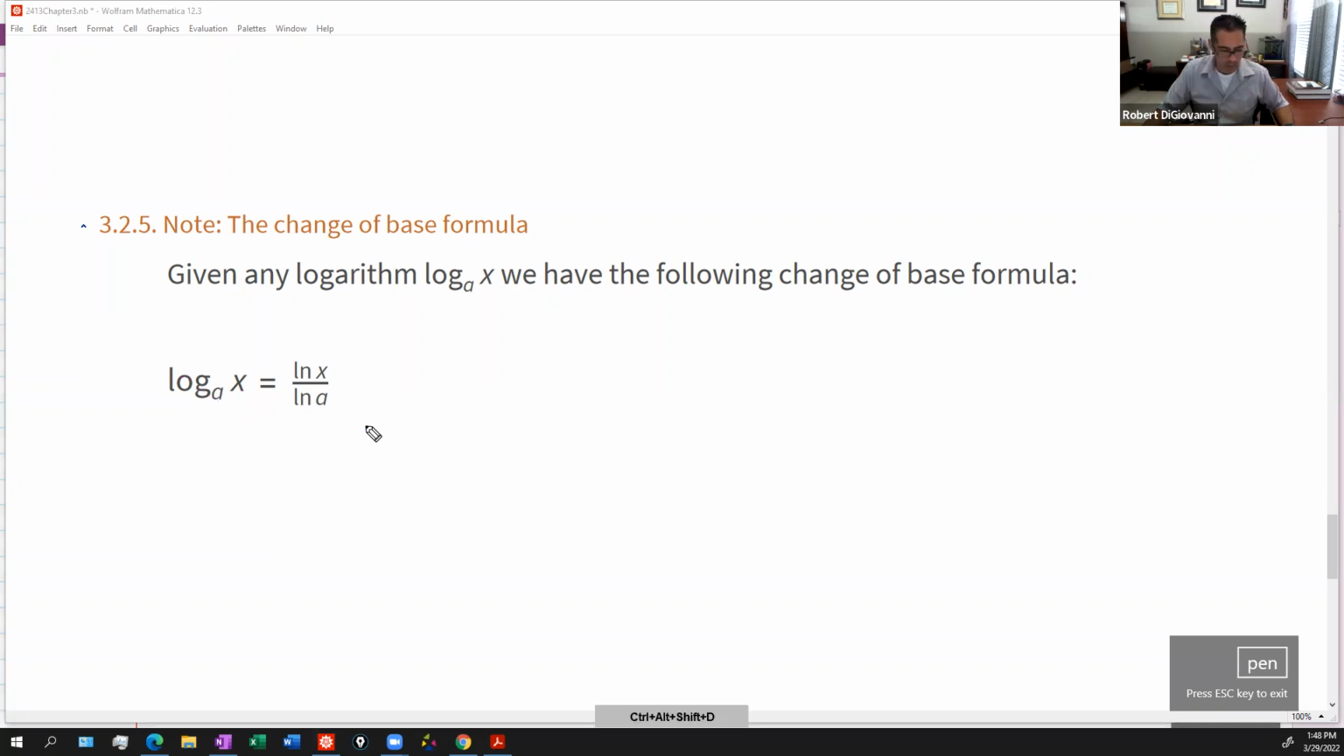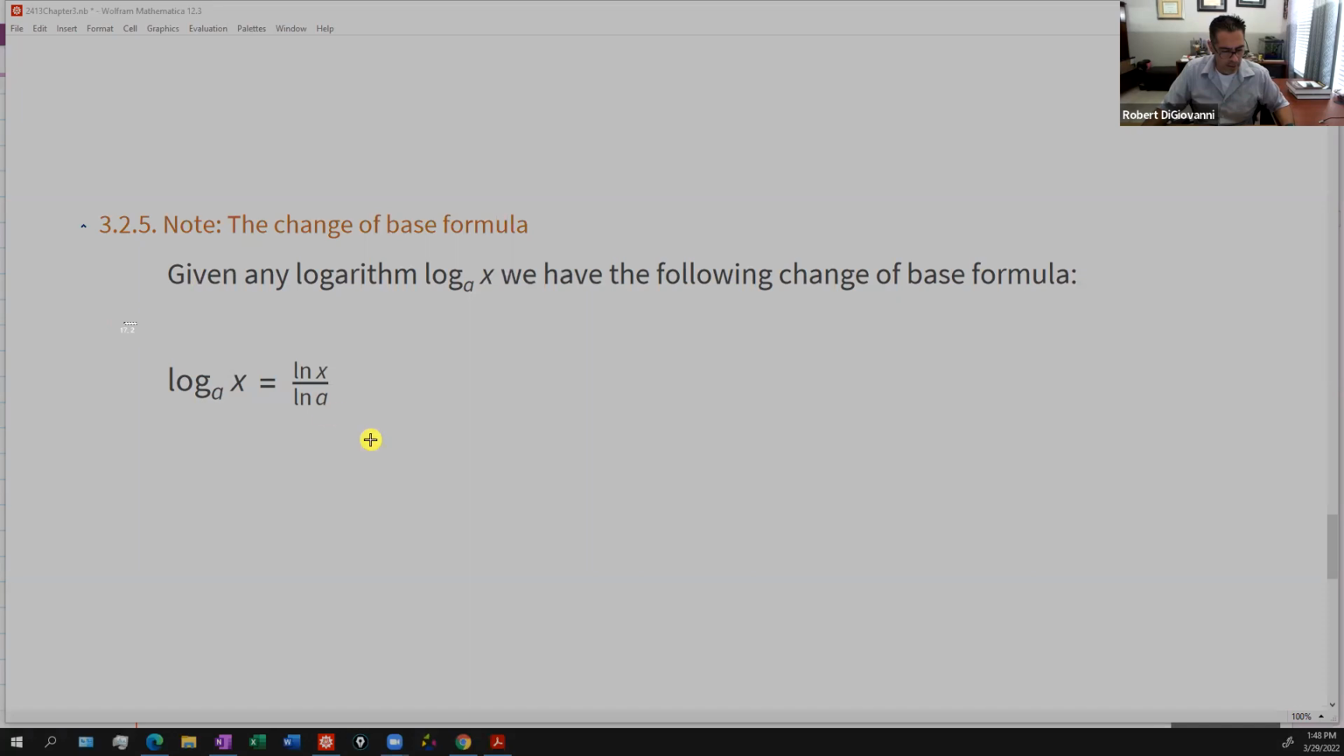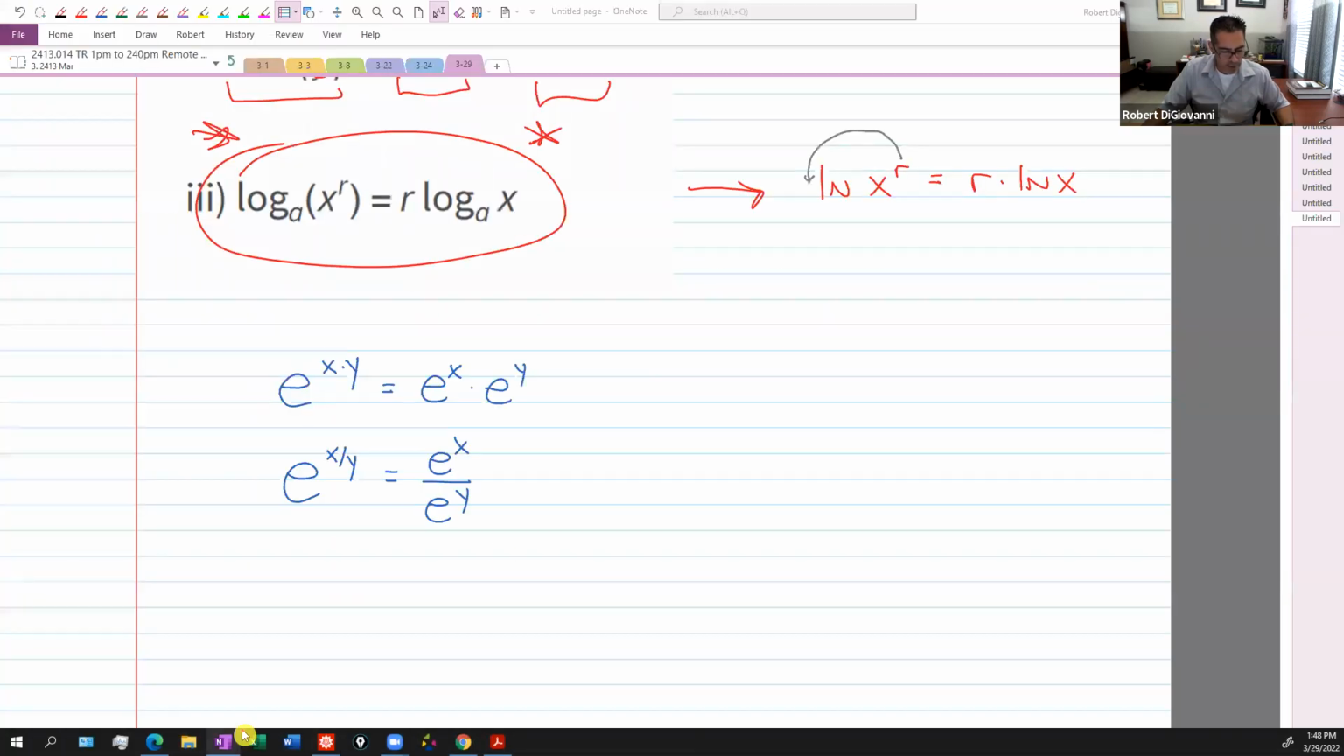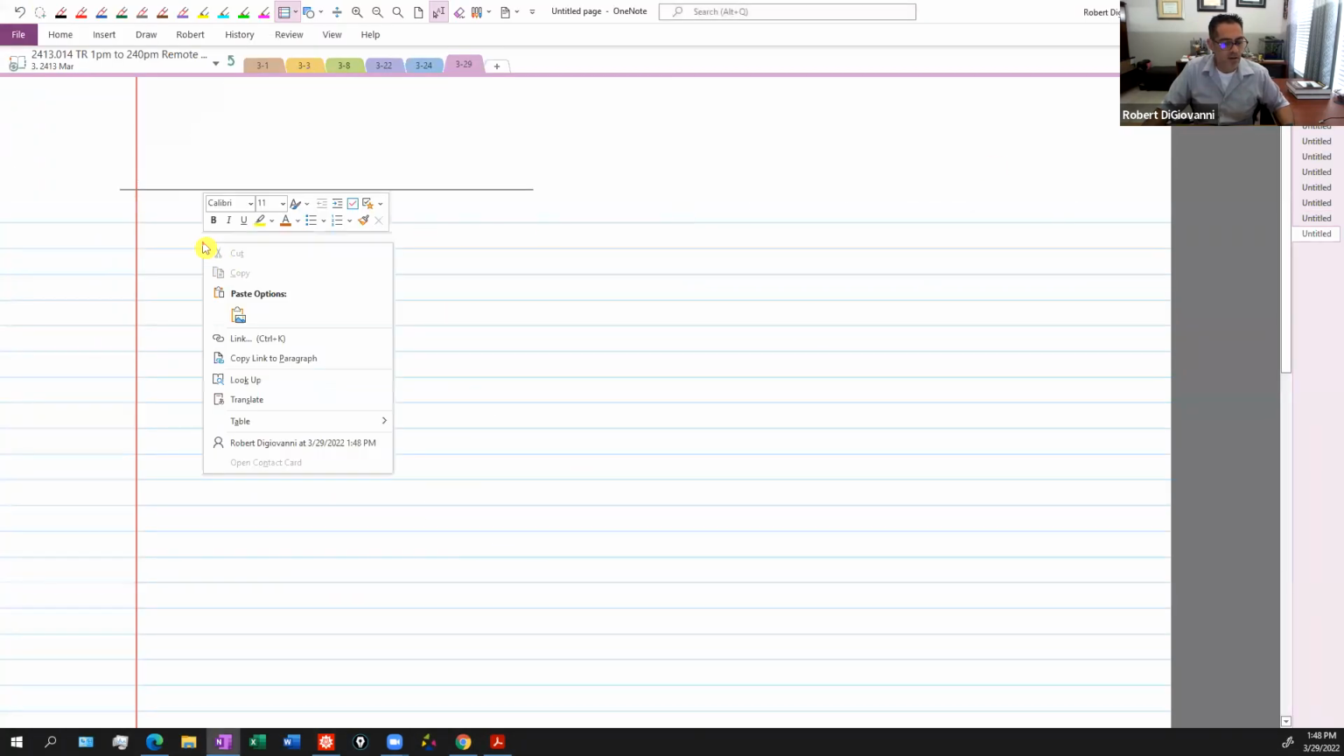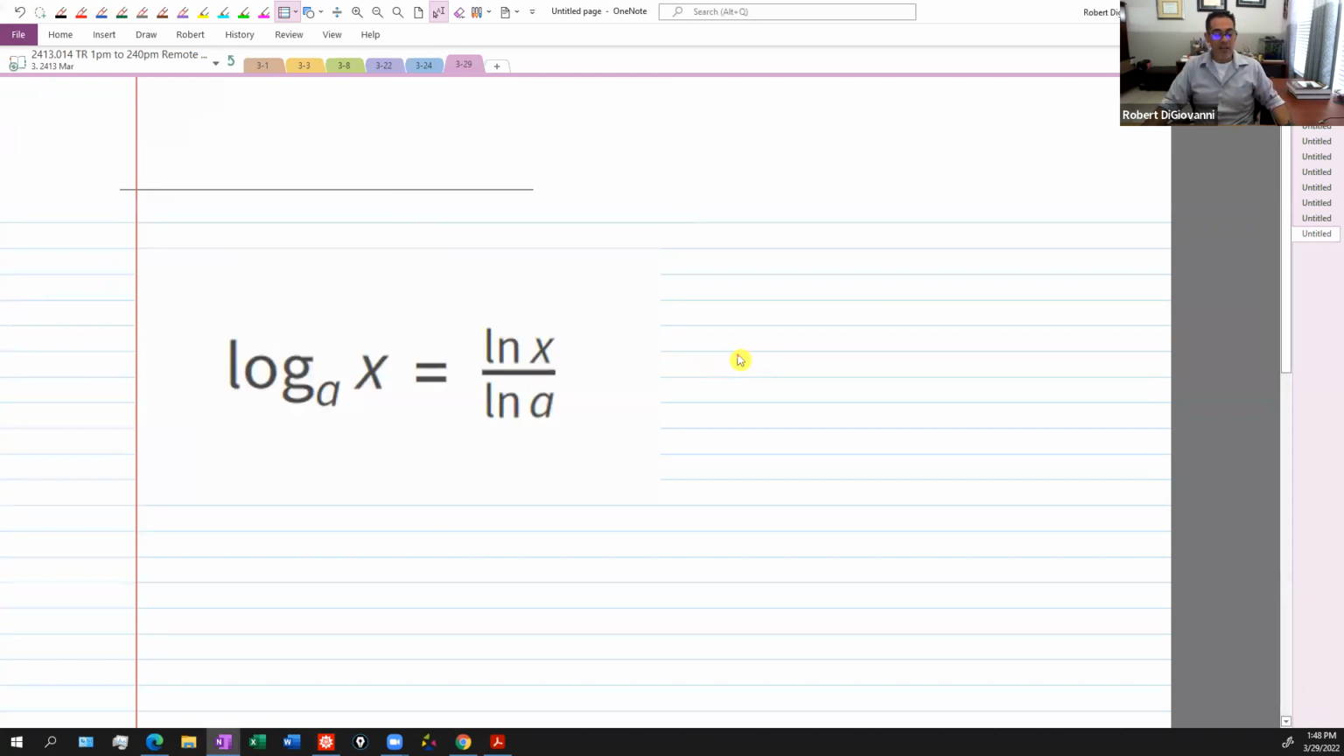Okay, this formula says you can figure out any log if you just have your natural log key on your calculator. So if I wanted to know what log base 4 of 10 is, all I'd have to do is enter natural log of 10 over natural log of 4, because I have the natural log key on my calculator. So I just get my calculator out and figure out what that is.